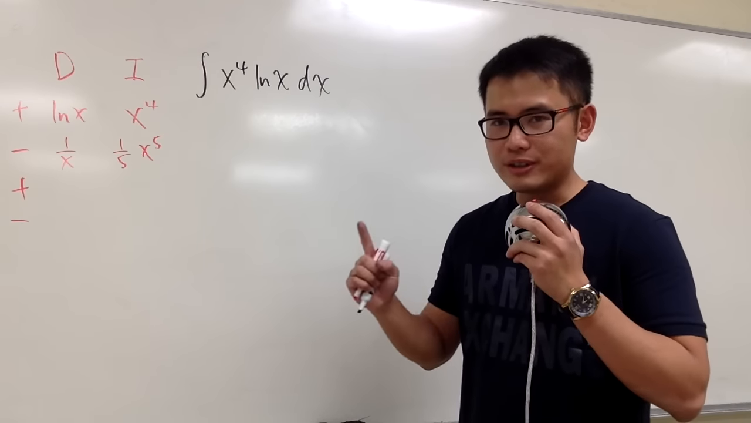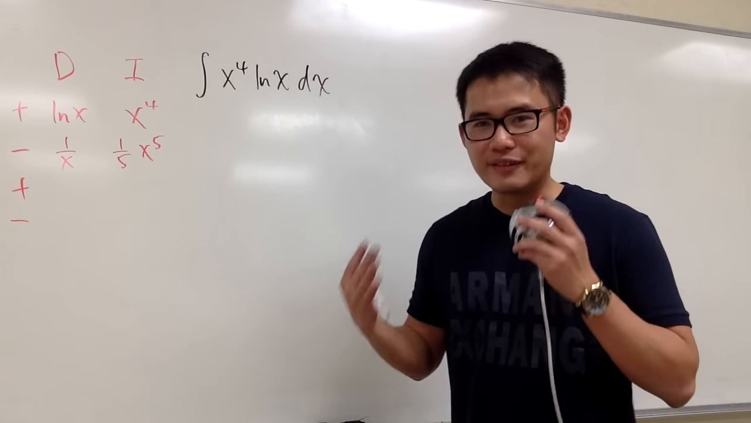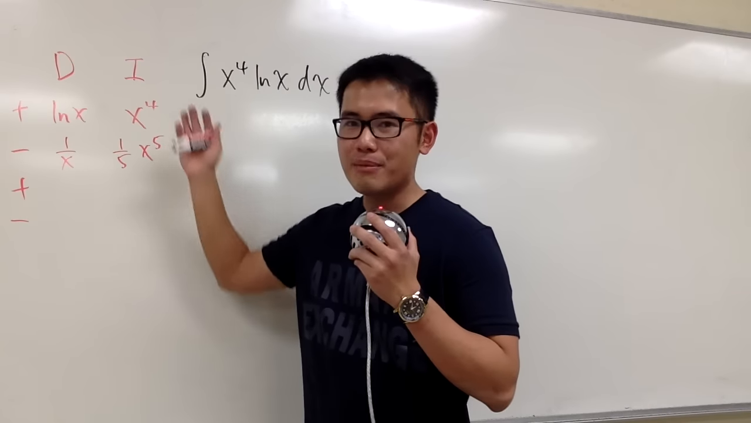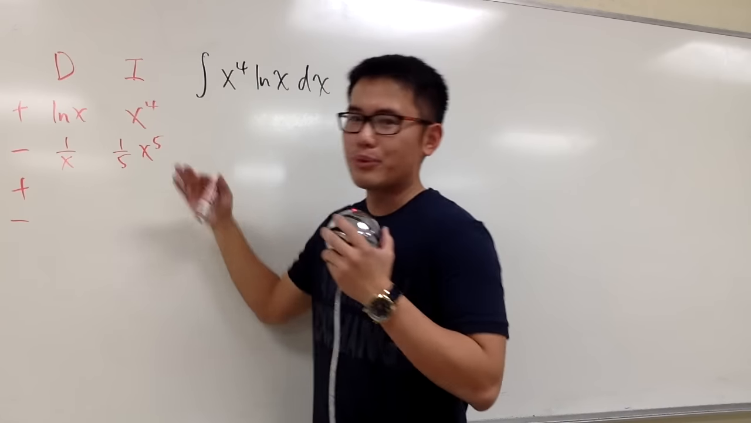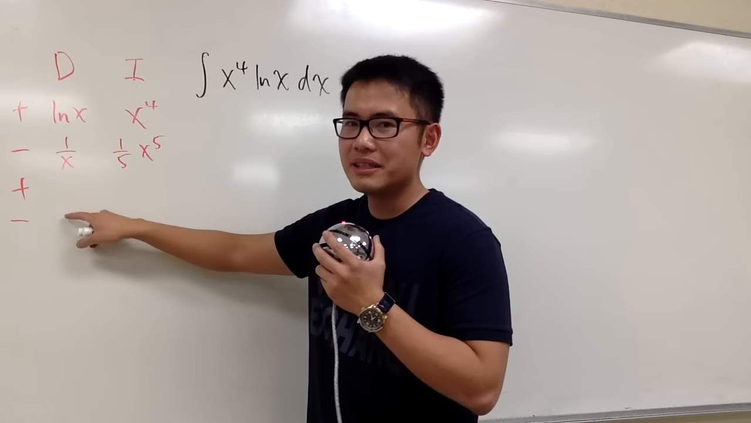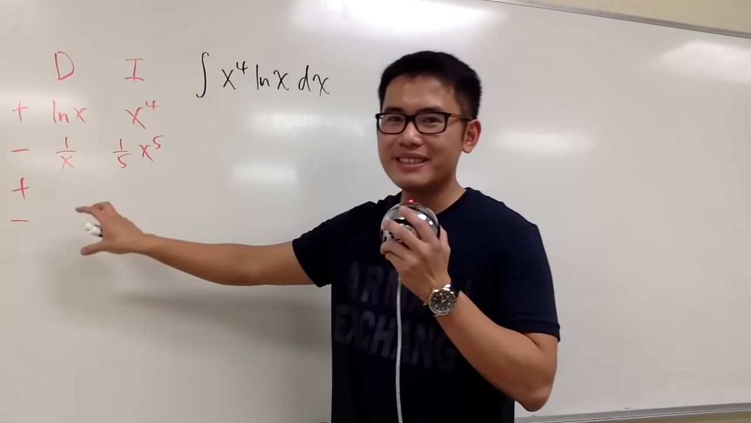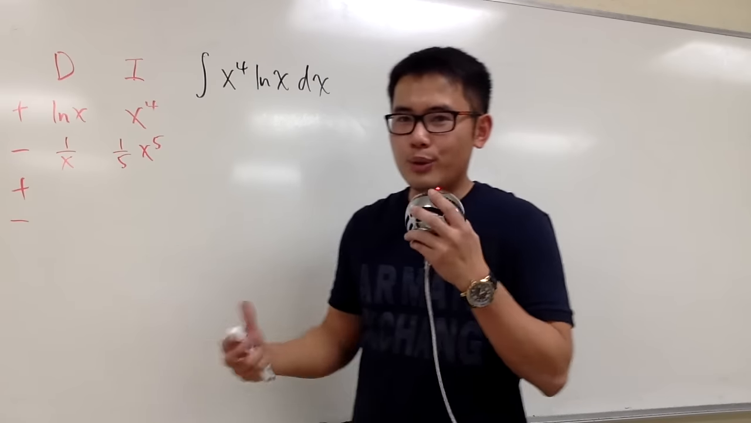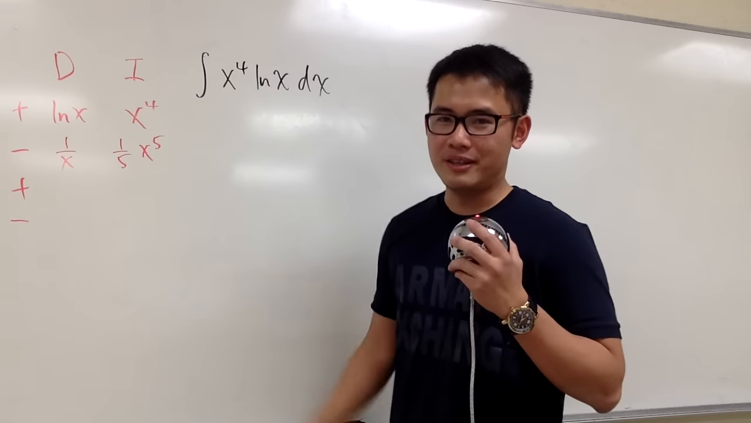So, first, we have to have a sense of danger when we're using the DI method. I'm going to stop right here because I know once I keep differentiating 1 over x, this is going to be pretty crazy, right? And this will never end. I don't know where to stop. Let me just stop right here in the first place.